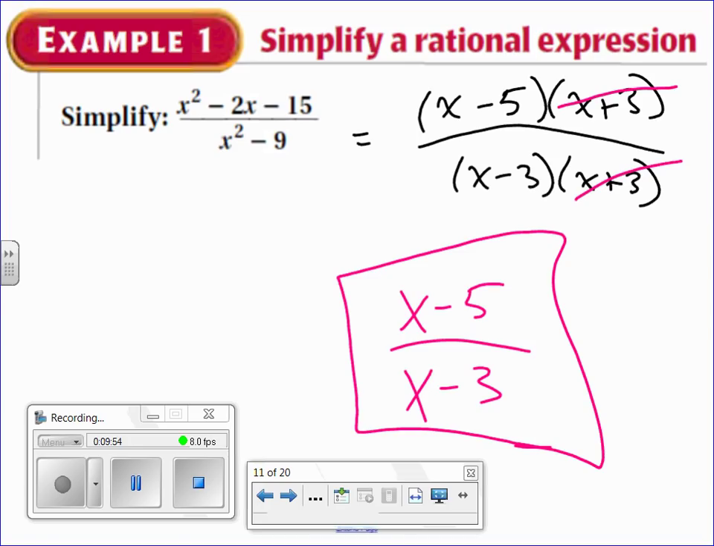That might be the same thing we even saw on the illegal math move slide. Yep, it's the same thing. x minus 5 over x minus 3. We're done.